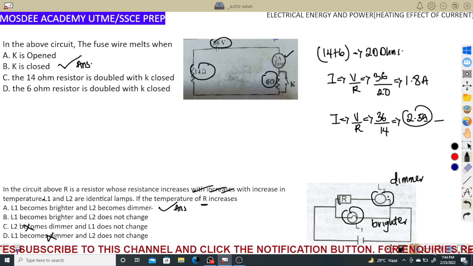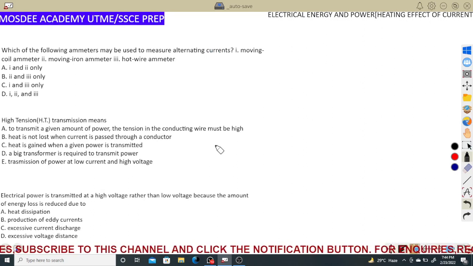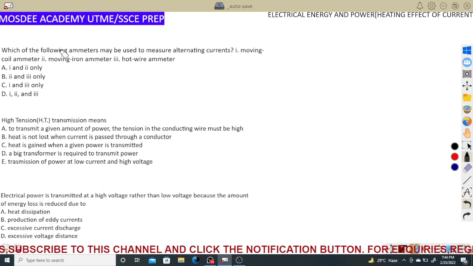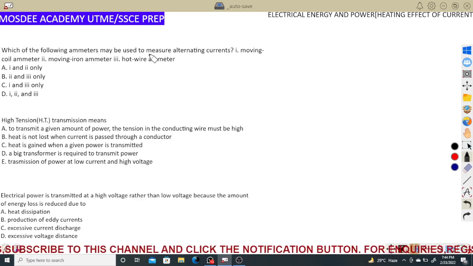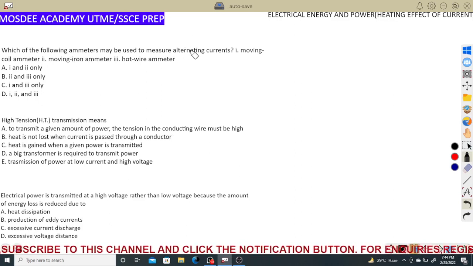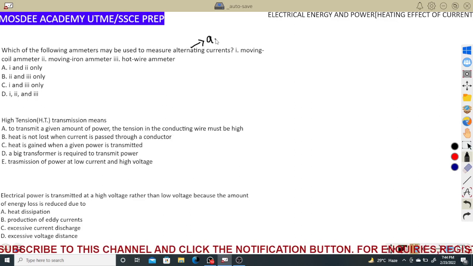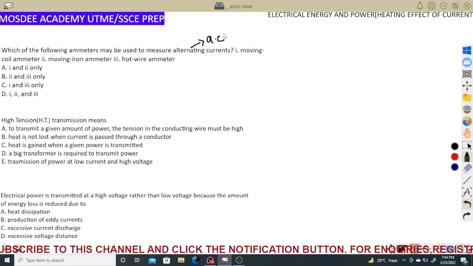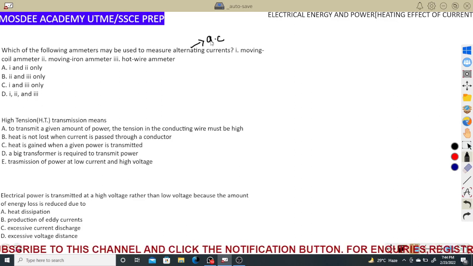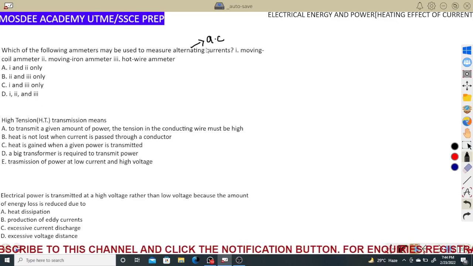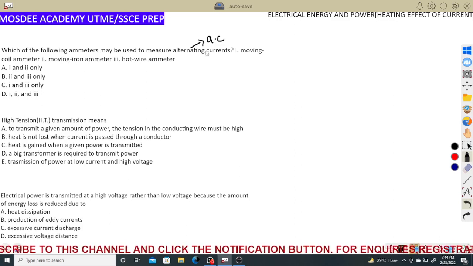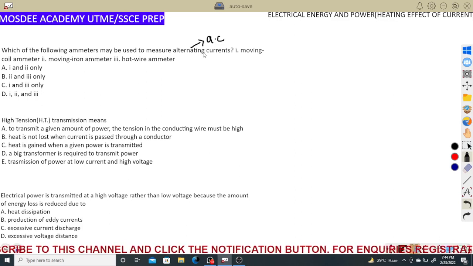I think this should be the last slide for this section. It's on the effects of current. Which of the following ammeters may be used for measuring alternating current? Alternating current is AC. We will also do that topic when we get to it in the chapter. The next chapter tomorrow is magnetic effects of current. We are talking about the moving coil galvanometer, moving coil ammeter, conversion of galvanometer to ammeter, DC dynamo, and stuff like that.